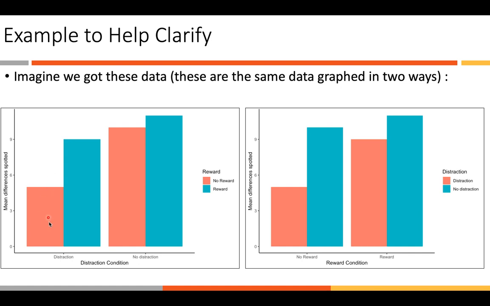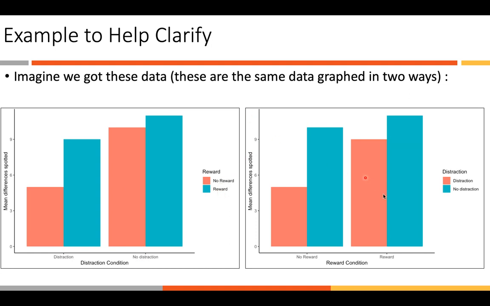This first bar depicts the score of people who were distracted and did not receive a reward. This second bar depicts the score of people who were distracted and received a reward. This third bar is people who were not distracted and received no reward. And this fourth bar depicts people who were not distracted but received a reward.